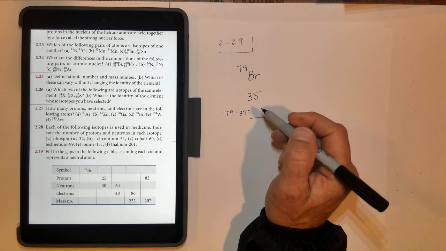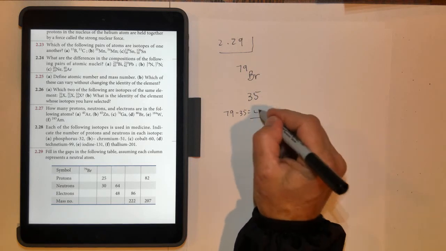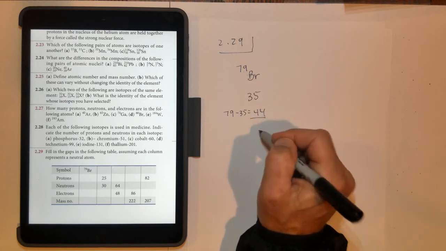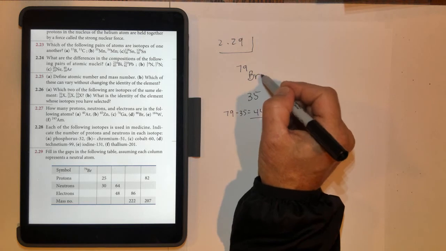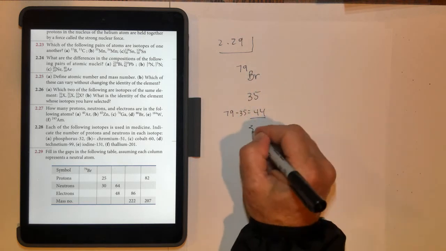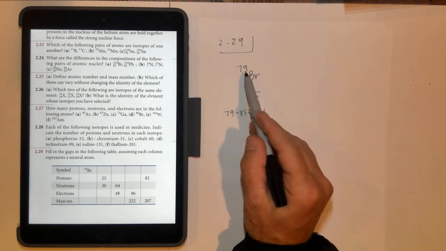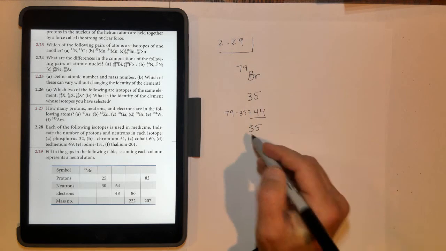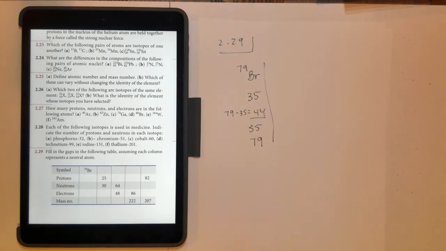And so that would be 44. 79 minus 35 is 44. And then the number of electrons, since there's no little mark in the upper right-hand corner here, I assume that the electrons are equal to the protons, so that would be 35. And then the mass number would be the protons plus the neutrons, which is in the upper left-hand corner here, and so that would be 79. That's the end of the first column.